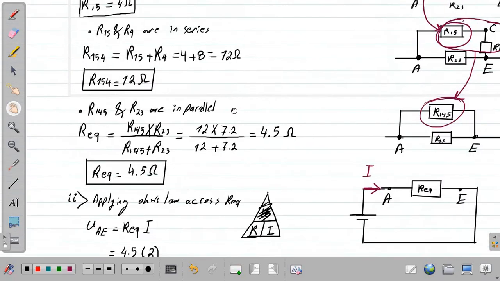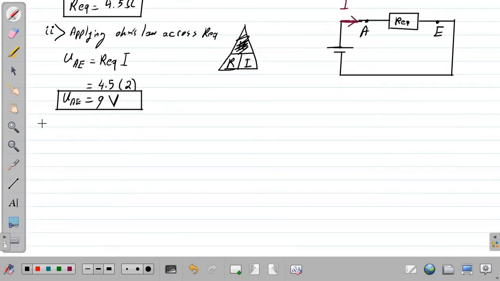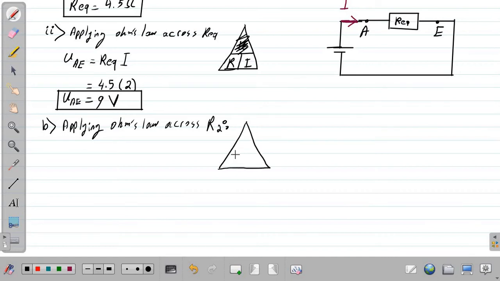So question B, applying Ohm's law across R2, construct the triangle. The voltage is UAE, the terminals of R2 are A and E, and we need to use R2, and the current passing through R2 is I2. We need to find I2, so hide I2.